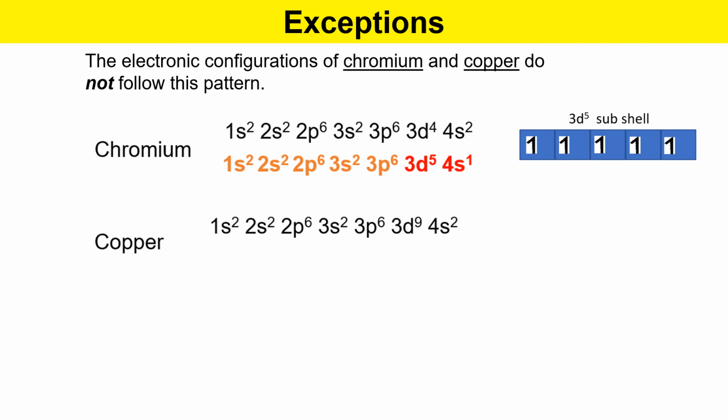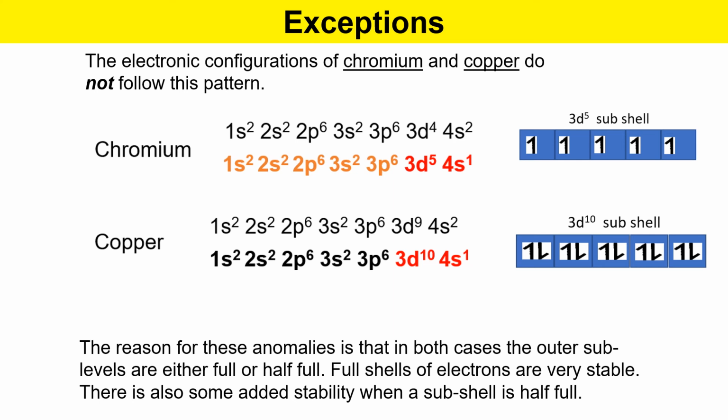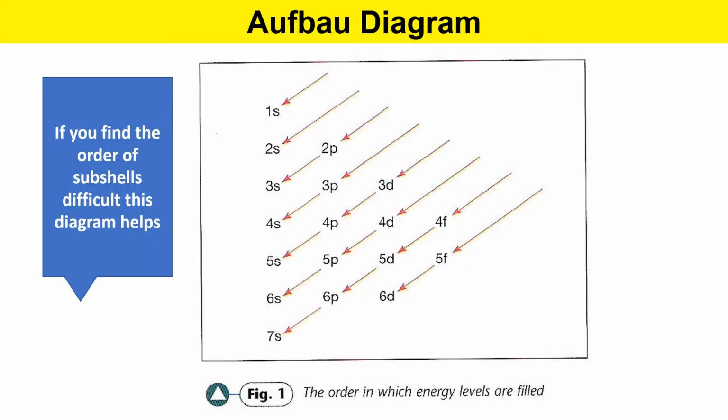With copper, we expect copper to be 3d9, 4s2. But again, what happens is one of the electrons is promoted from the 4s into the 3d subshell. This now means you have a full 3d subshell. In both of these cases, the half filled subshell and the filled subshell means that there is more stability in these structures. If you find the order of the subshells difficult, this diagram, called the Aufbau diagram, does help.